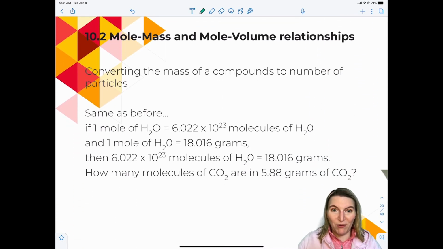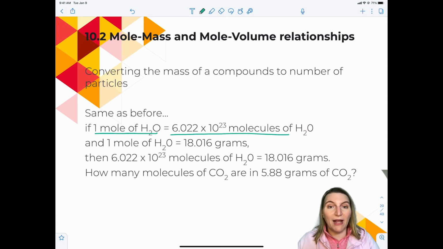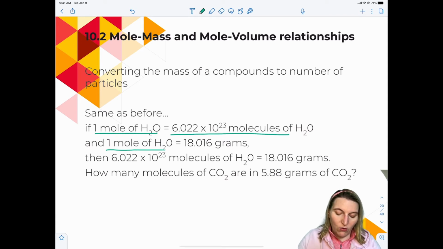So that's the first type of problem today. The second type of problem is really getting at the heart of what we were talking about. This whole chapter is about counting by massing. So if I have 1 mole of water, and I know 1 mole of water would be 6.022 times 10 to the 23rd molecules, but I also have learned that 1 mole of water is 18.016 grams.